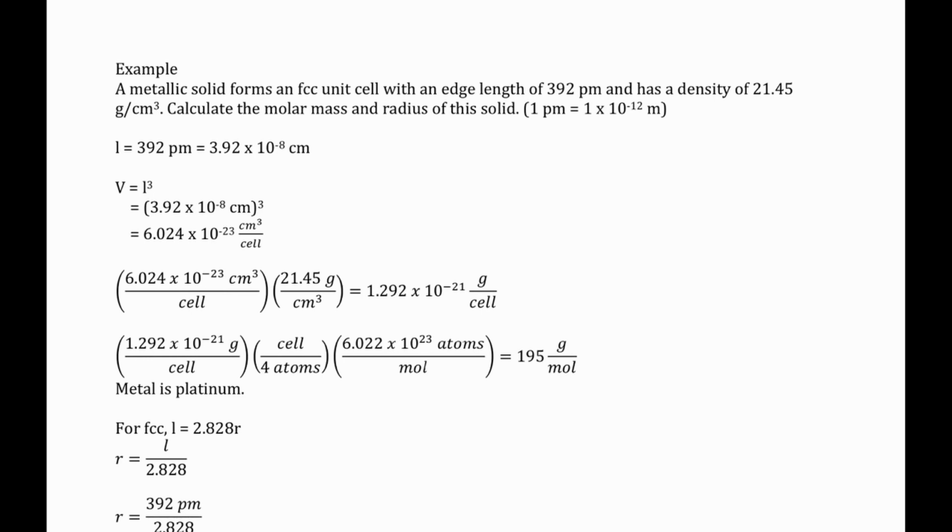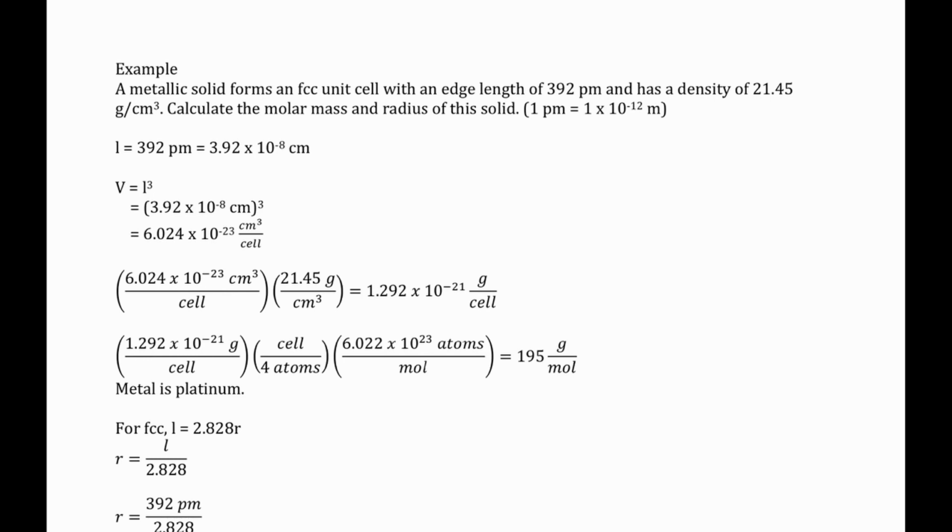So we have 3.92 times 10 to the minus 8 centimeters cubed, equaling 6.024 times 10 to the minus 23 centimeters cubed per cell. Now we're going to take that volume and multiply by the density. So we do 6.024 times 10 to the minus 23 centimeters cubed per cell times 21.45 grams per cubic centimeter. So cubic centimeter cancels out. We get 1.292 times 10 to the minus 21 grams per cell.